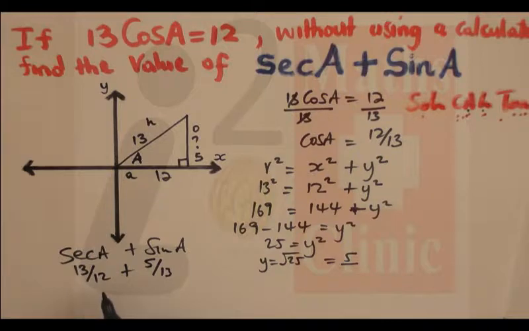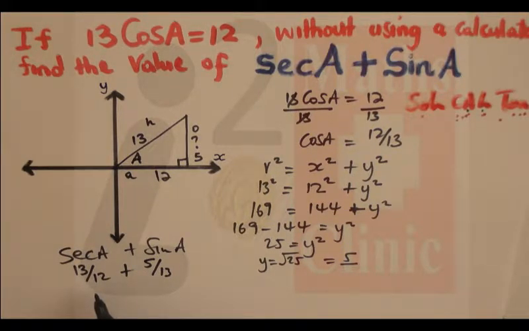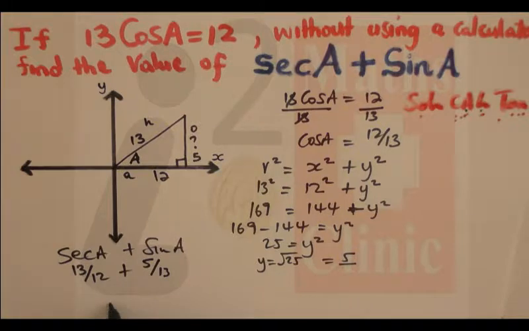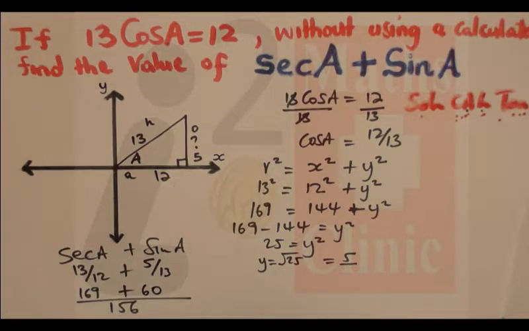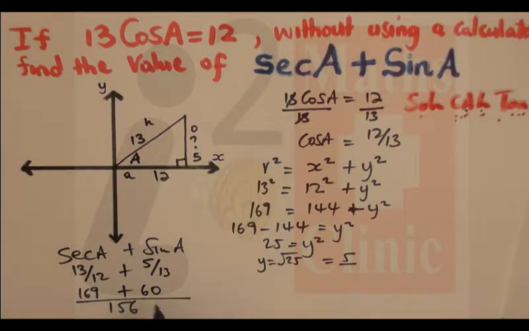So the LCD is 156, which is 12 times 13. Then multiplying throughout, 13 times 13 is 169, and 12 times 5 is 60. So 169 plus 60 is 229 over 156. That is the value of sec of A plus sine of A.